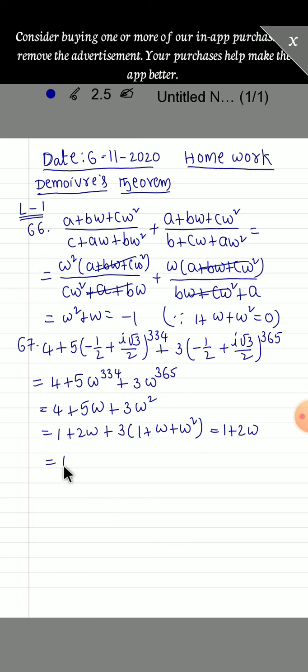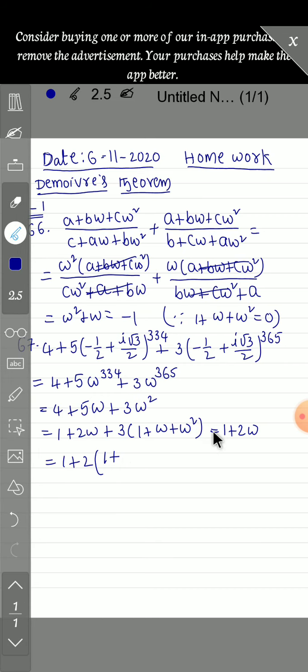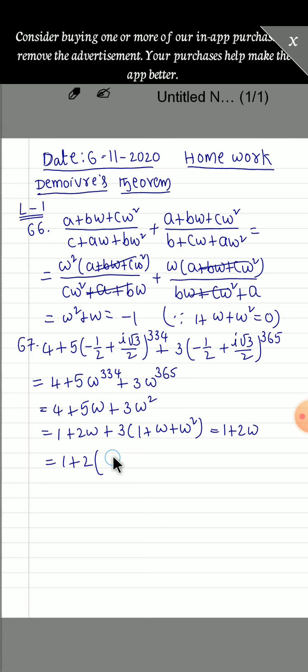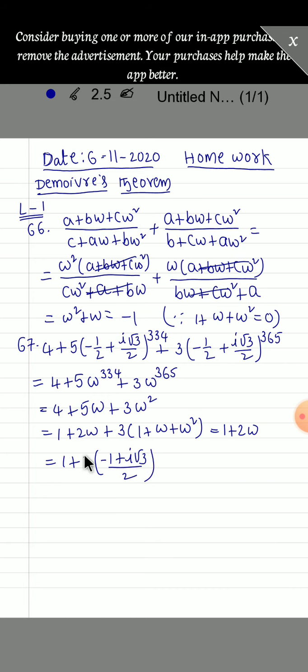So 1 plus 2 into omega is equal to 1 plus 2 into (minus 1 plus i root 3) by 2. The 2 will be cancelled, 1 minus 1 cancelled. It will be i root 3. That's all. Next, we move to the 68 problem. I will do it on the next page.